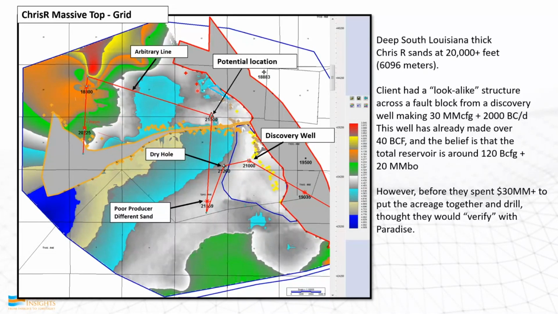So they have a structural closure, just like this well did, and they have a nice little fault block between them. You can make the jump over this area right here. There is another producer in the area, but it produced from a lower, different sand, and then everything else is pretty much a dry hole in here.